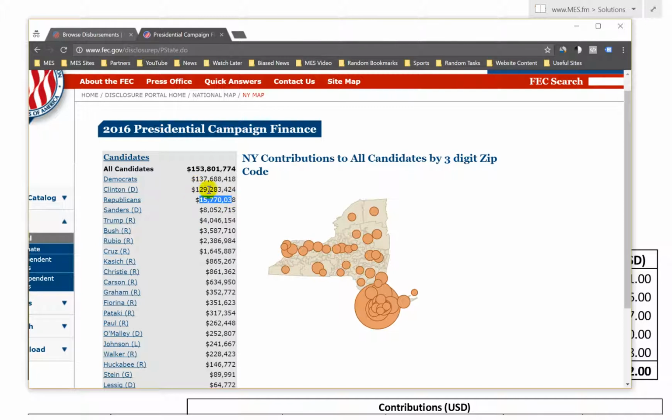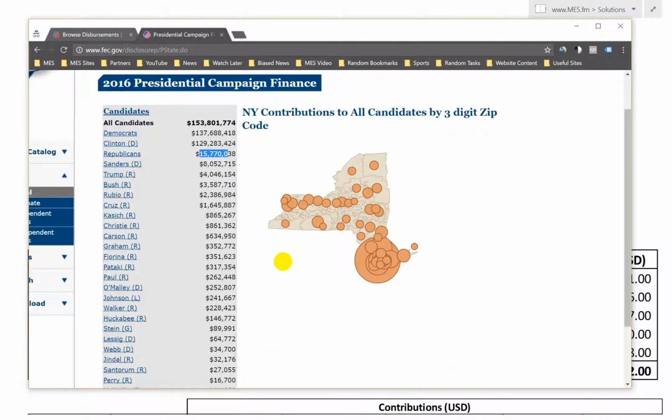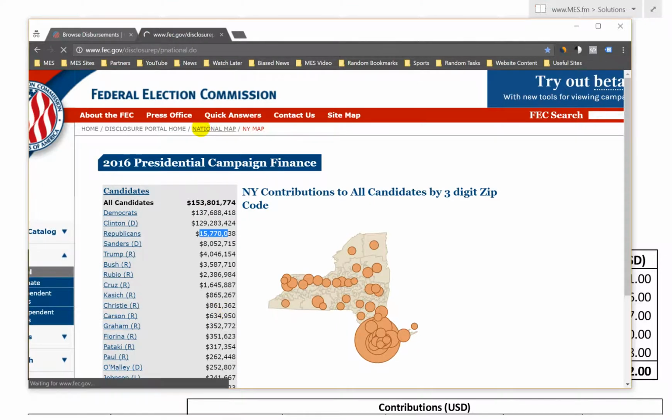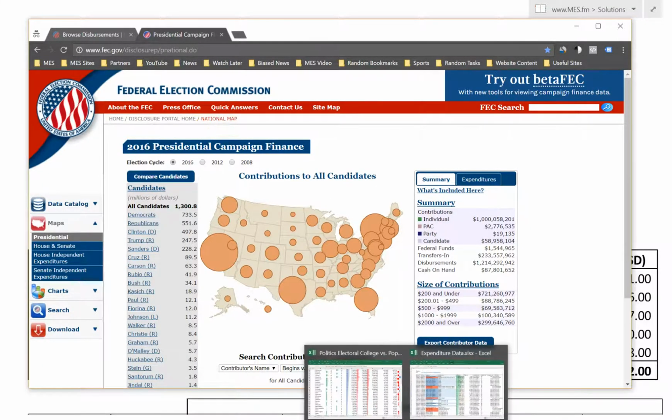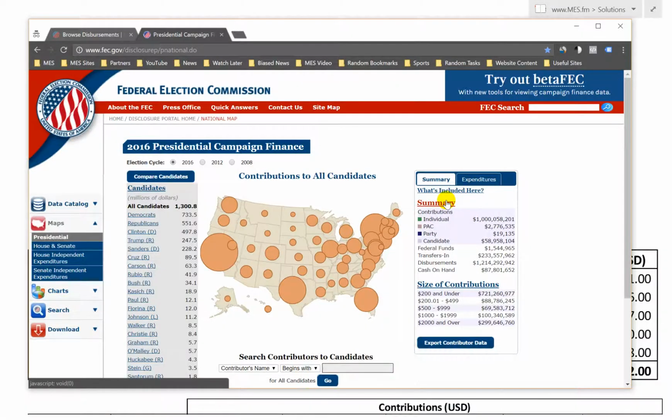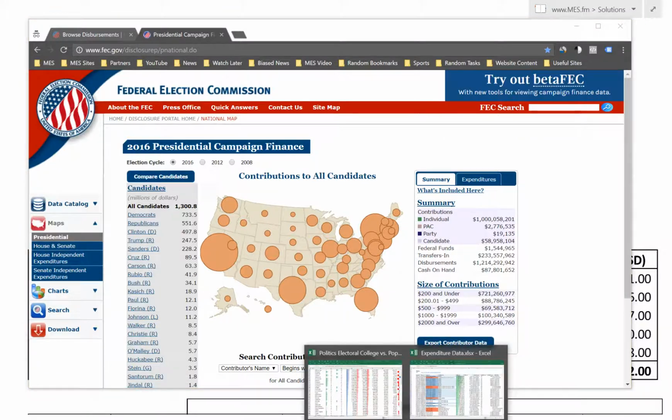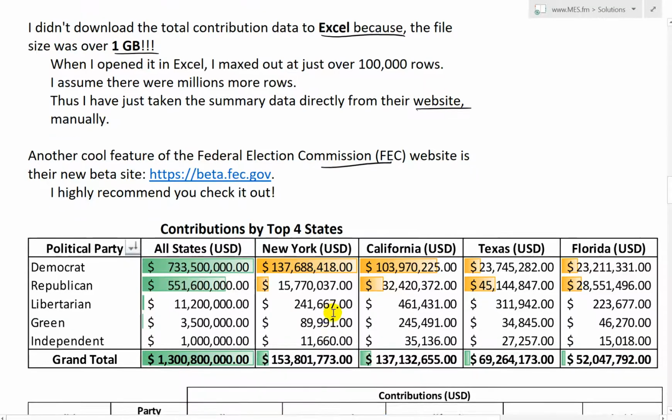So basically, Clinton raised more money than every single other candidate, as well as the Republicans. Even if you include this number too, which is like double the sum, she still raised more money, which is very fascinating. So anyway, that's the data I got. I just put that in manually because when you download the data from the summary, export contributor data, it's a giant file. So let's go back to here.